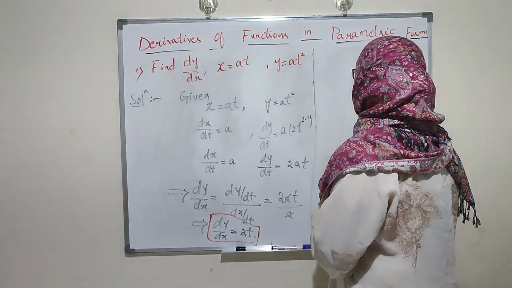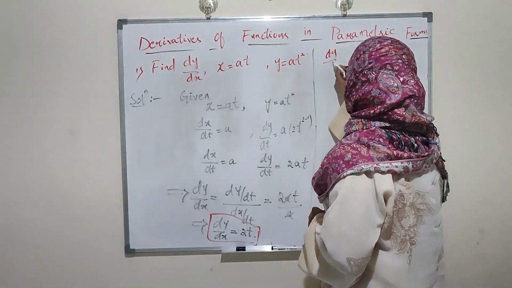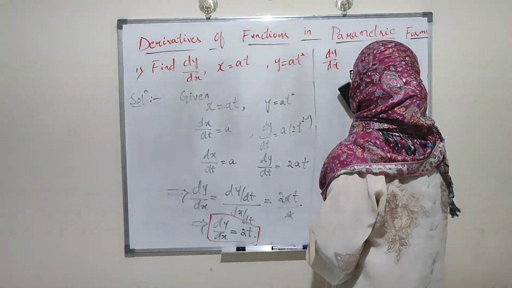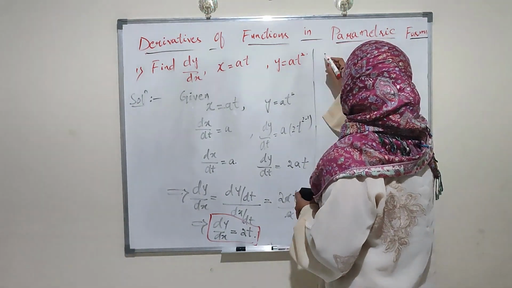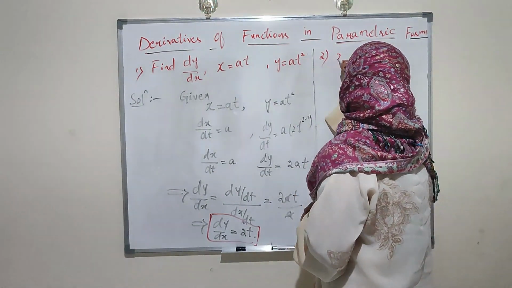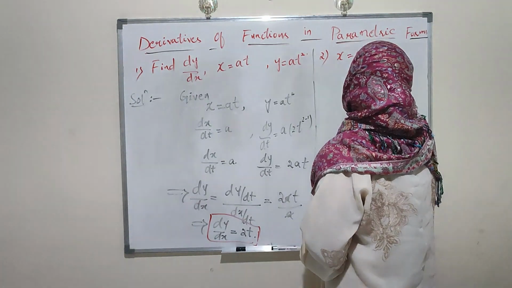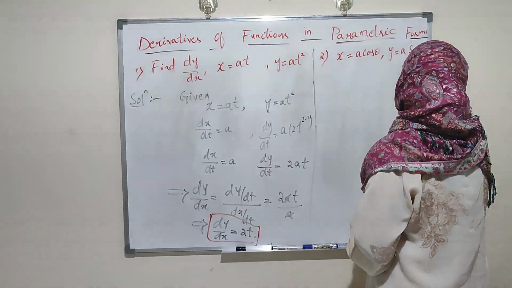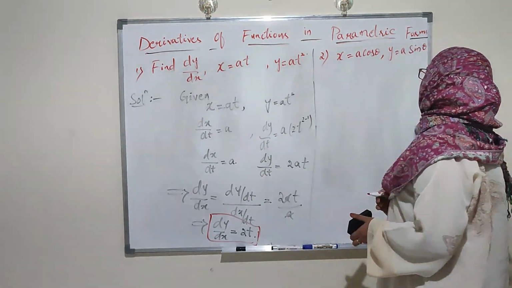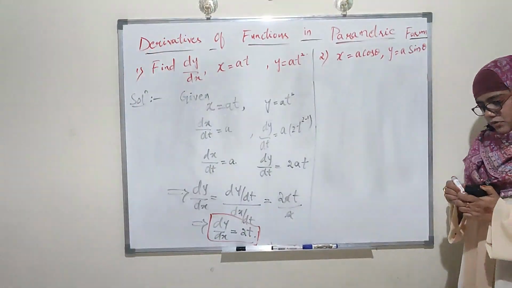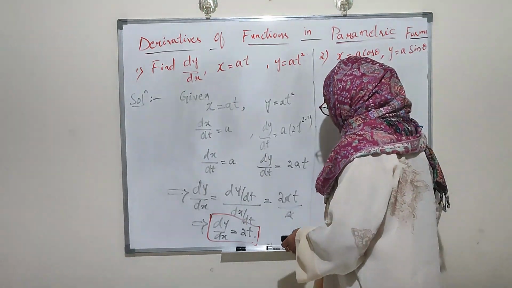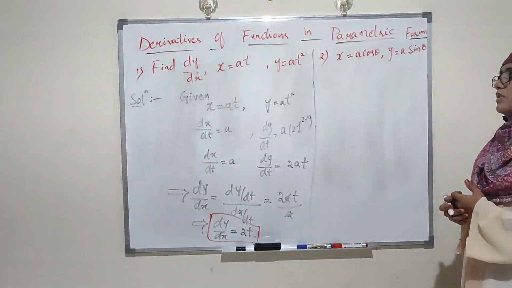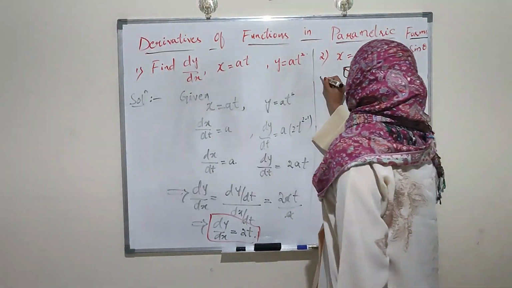Now find the differentiation of dy by dx. Take another example: x is a cos theta, y is a sin theta. How to differentiate this? Now take the solution. In the solution, always write first what is given to you, then go for what we have to find.